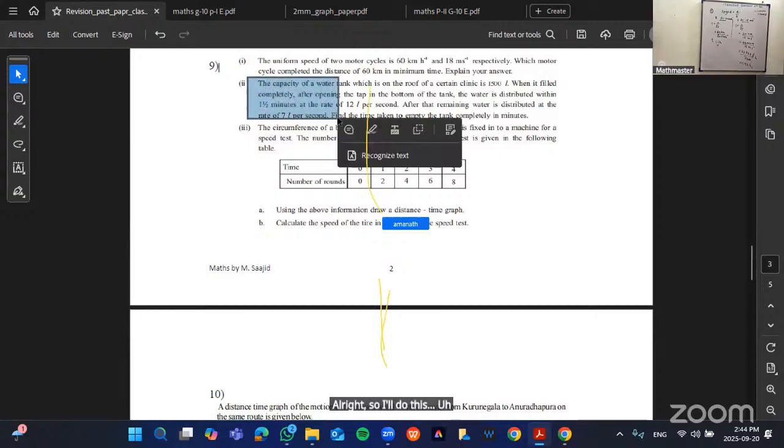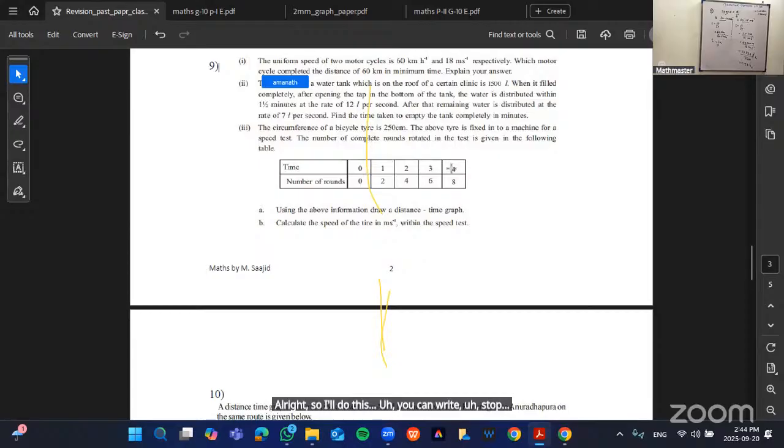You can write stop. Please don't annotate on this. It's difficult for me. Okay.